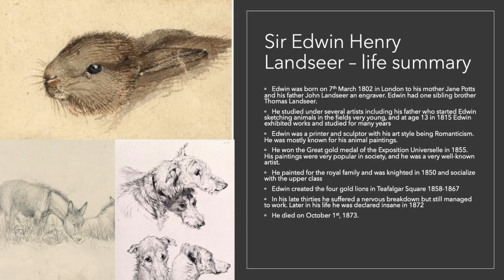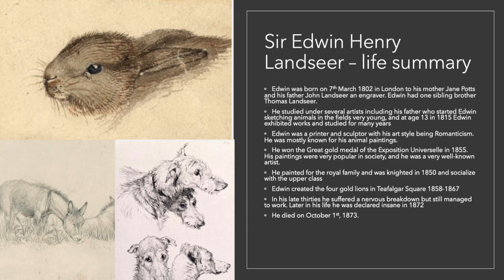Edwin was a printer and sculptor with his art style being Romanticism. He was mostly known for his animal paintings. He won the Great Gold Medal of the Exposition Universelle in 1855. His paintings were very popular in society and he was a very well-known artist. He painted for the royal family and was knighted in 1850 and socialised with the upper class.